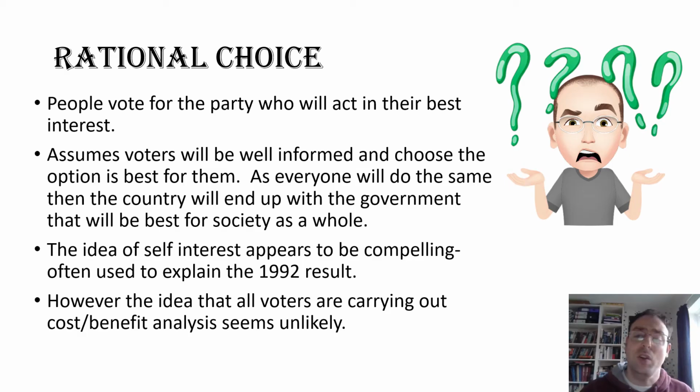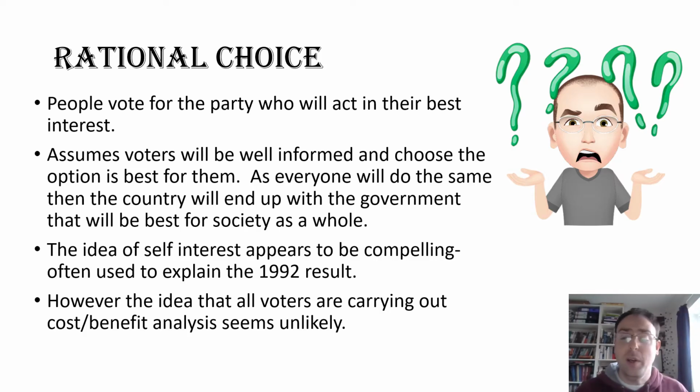I mean, the idea of self-interest appears to be compelling. One of the ways the 92 result, which was a big surprise Conservative win, is often explained, is that people going into the elections explained that they were going to vote for Labour because they thought they would spend more on the NHS, and they thought they'd do more to help unemployment and things like that. And then they got in the voting booth and went, but I'll have to pay more tax. And so they voted Conservative. And that's the way that surprise result was explained, and therefore the rational choice model seems to make a lot of sense.